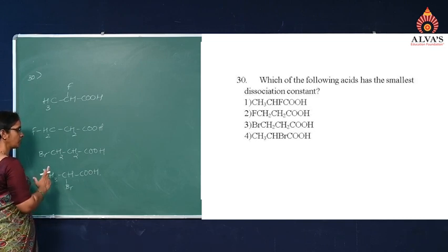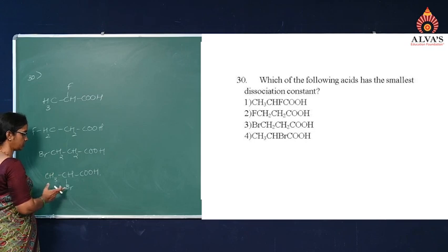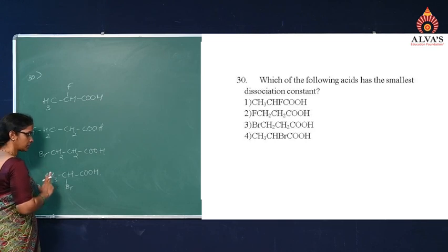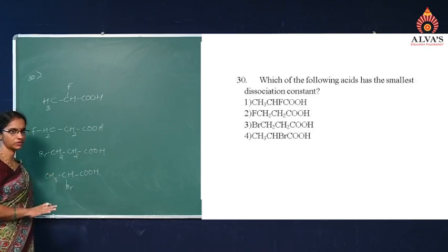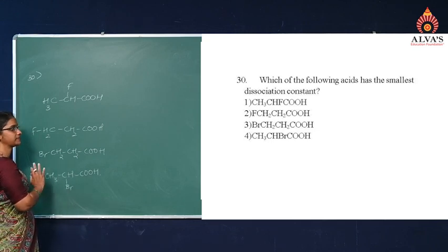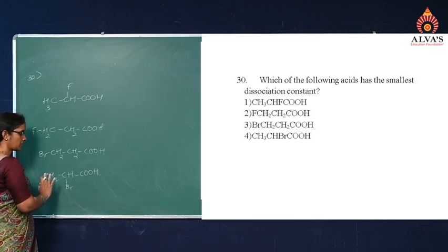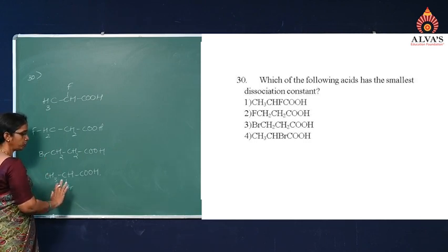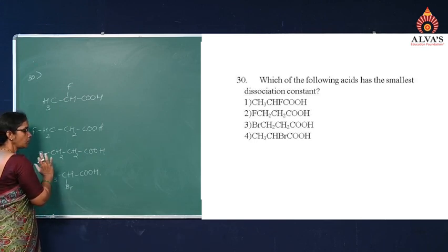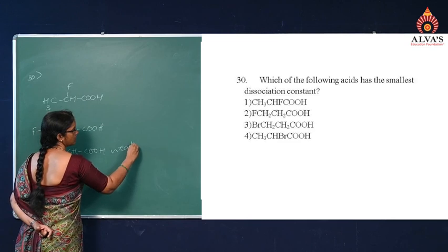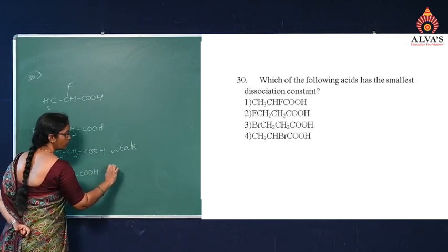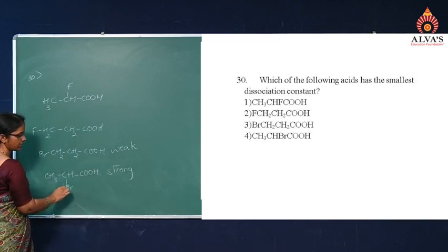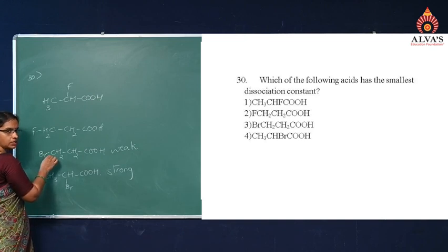In option 3, bromine is present on the third carbon atom, whereas in option 4, bromine is present on the second carbon atom. The acidity of the carboxylic acid is affected by distance of substituent group. Hence, when I talk about acidity of 3-bromopropanoic acid and 2-bromopropanoic acid, 3-bromopropanoic acid will be weak compared to 2-bromopropanoic acid because bromine is more closer in case of 2-bromo compound compared to 3-bromo compound.